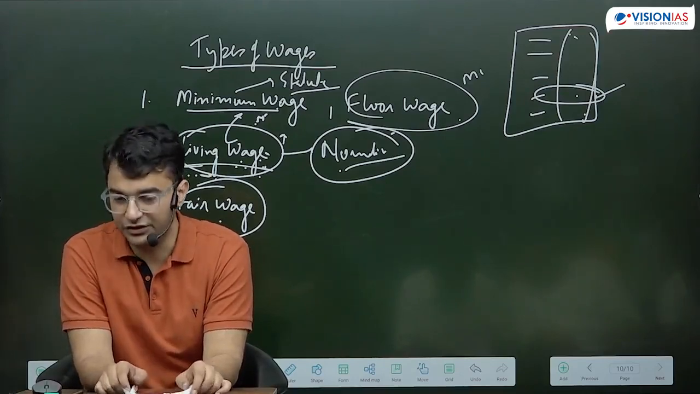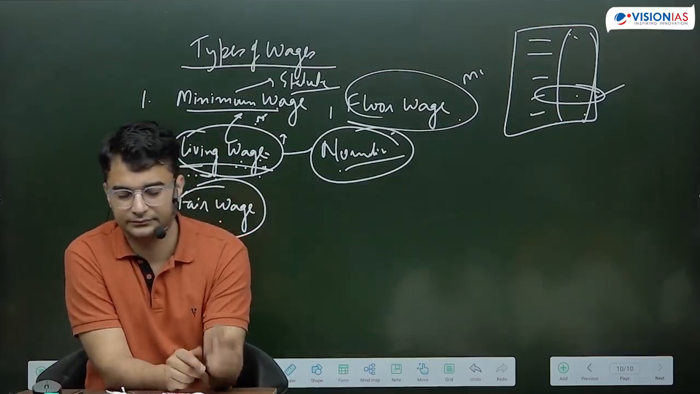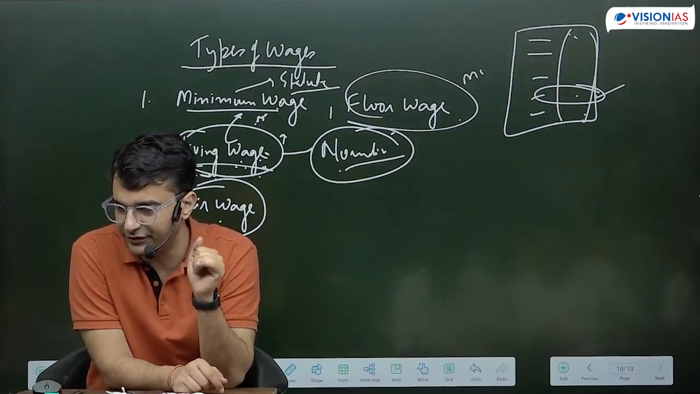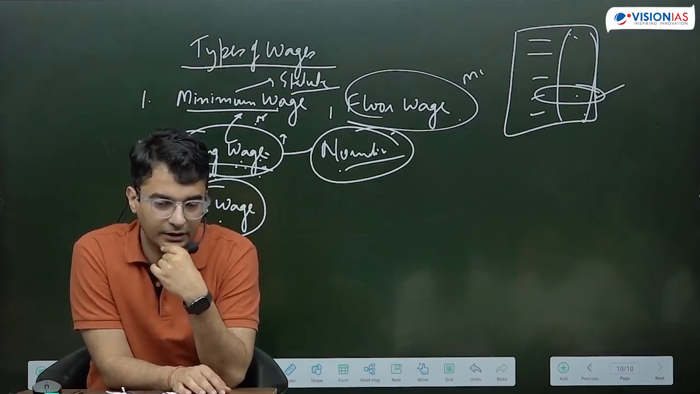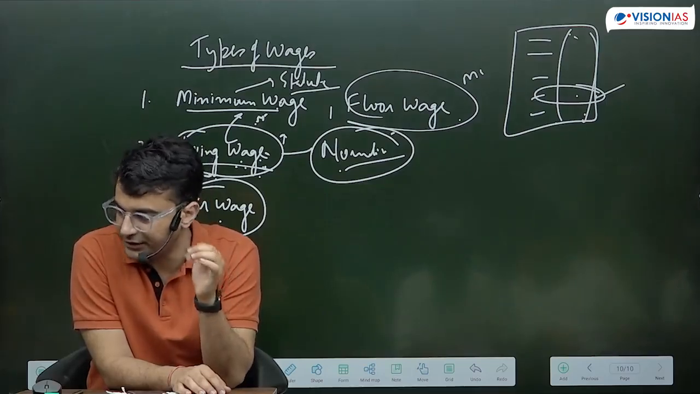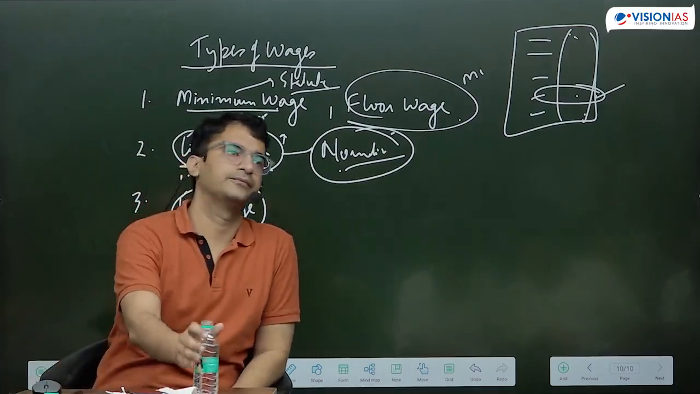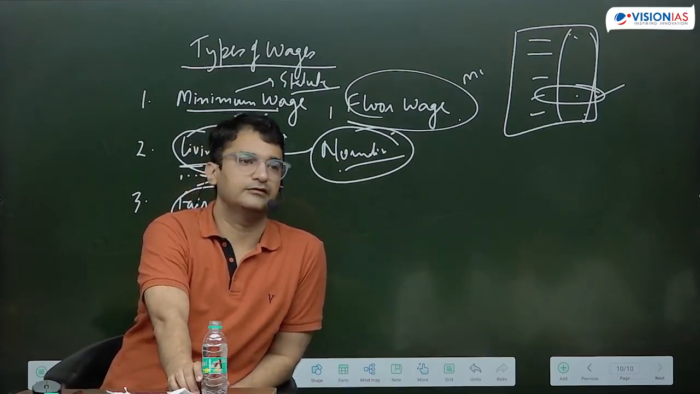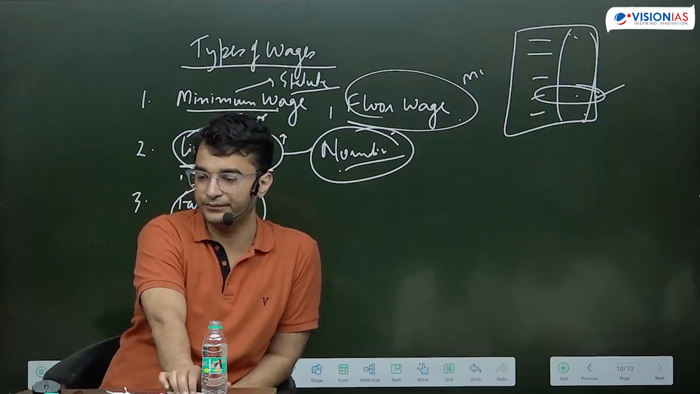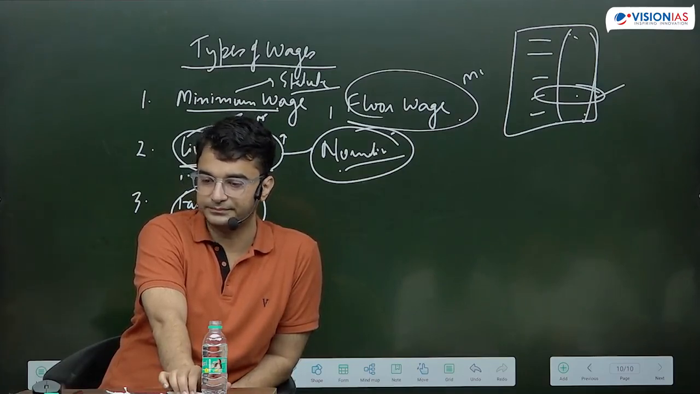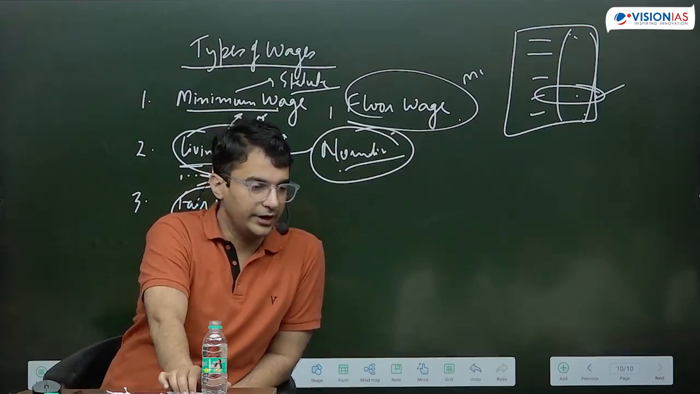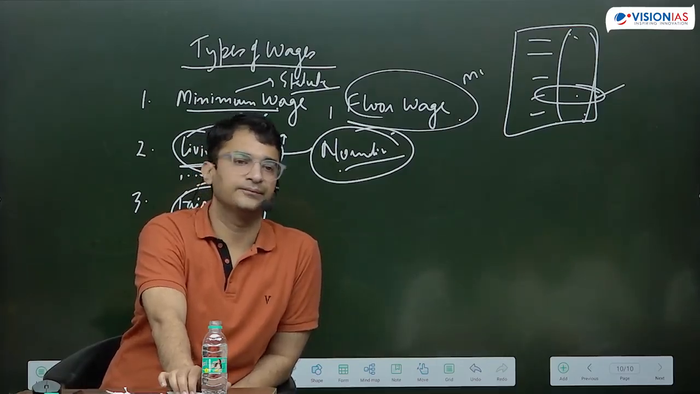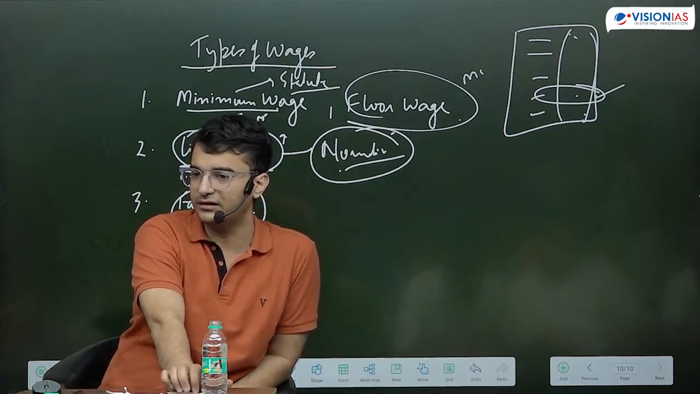Okay, second, write living wage. First was minimum wage, second is living wage. It is a normative wage. Some expert suggests the least wage that should be given to any worker to enable him to live a life of basic dignity.